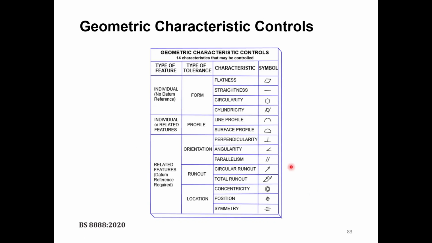If we have what's called the form tolerance, this doesn't require a datum reference, but the rest of these require a datum reference. We're going to talk more about datums in the next session. The form features do not require a datum, but these ones, orientation, runout, and location, require a datum, as you will learn in a moment.